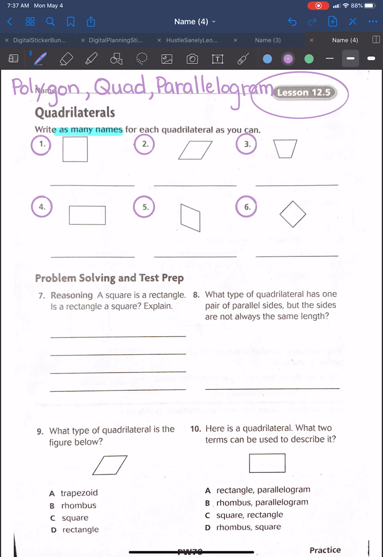All right, these are also words that you should be able to use. Not just square, rectangle, rhombus, trapezoid. We are classifying these shapes. We know they are polygons. Do we know that they're quadrilaterals? Are they all parallelograms?